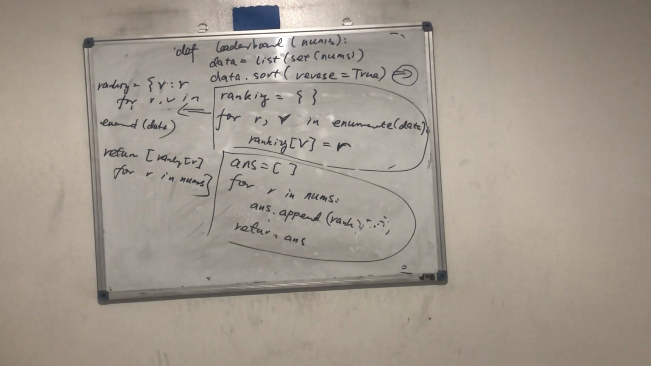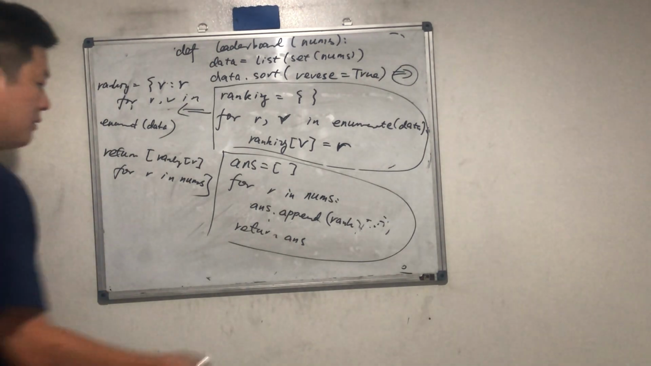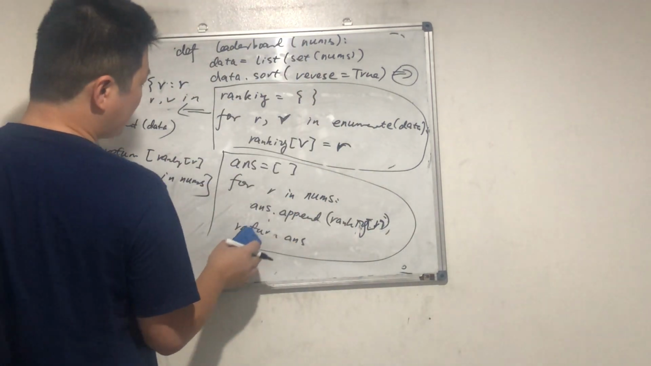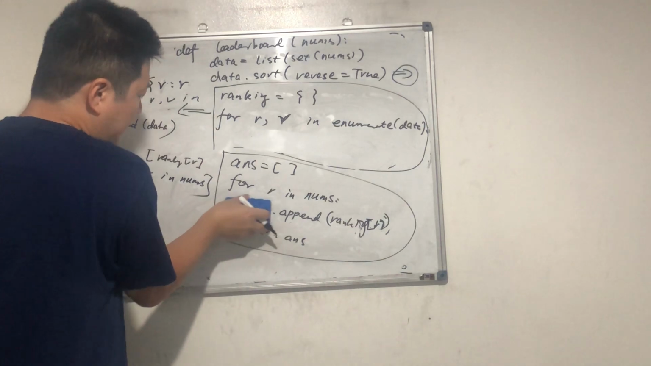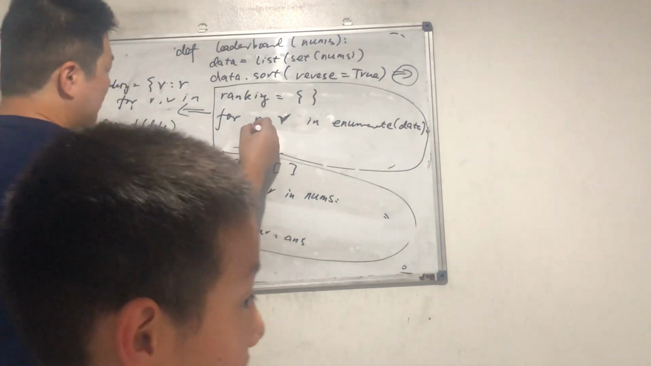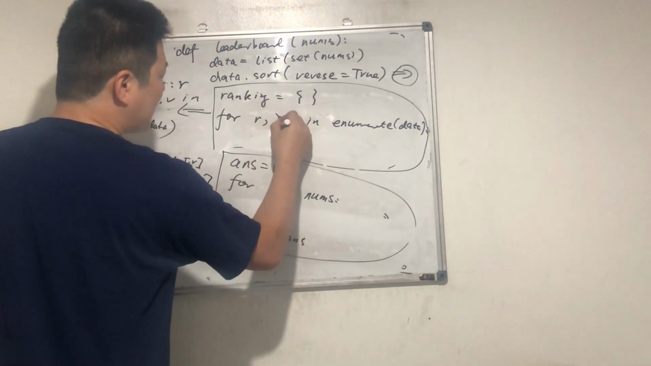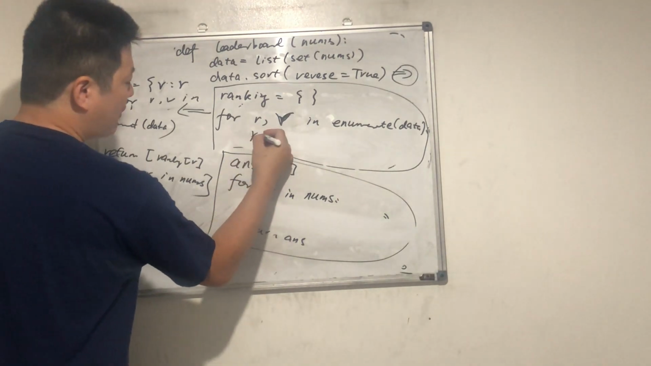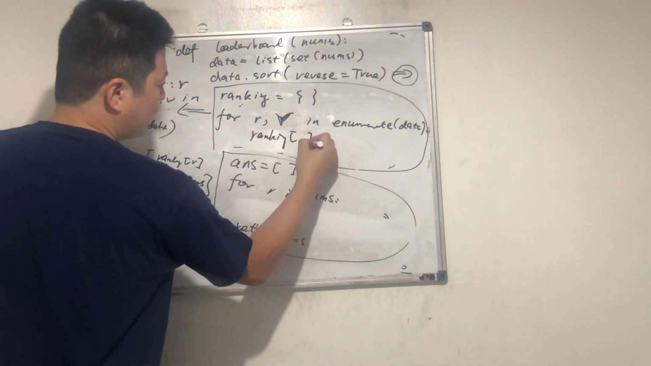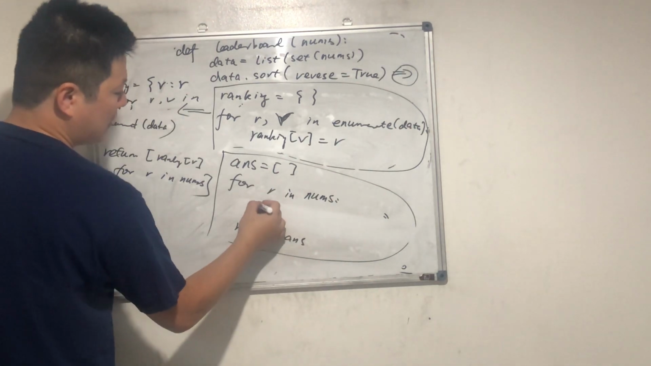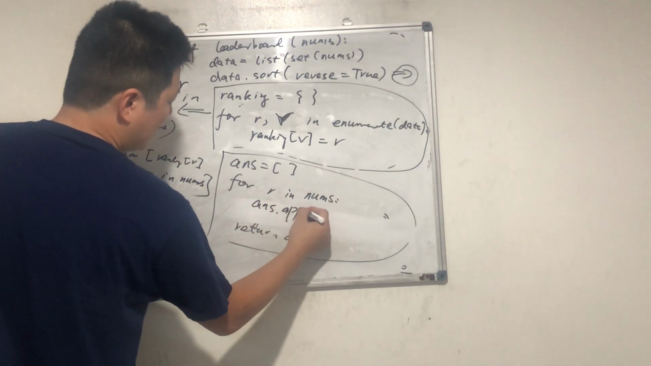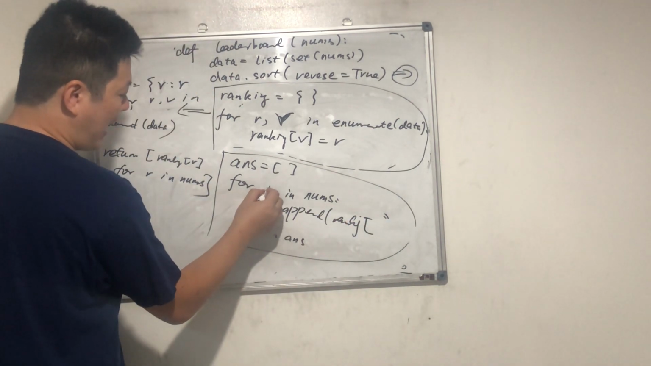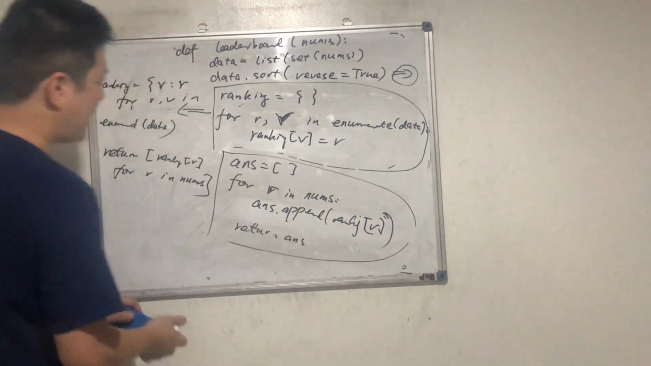Okay, I'm going to erase this here. Can you tell me? We want to construct the ranking table. Ranking what? Ranking V equals R. And this one, after append, what? Ranking what? V. This is R, not V. Okay, that'll be it for today.